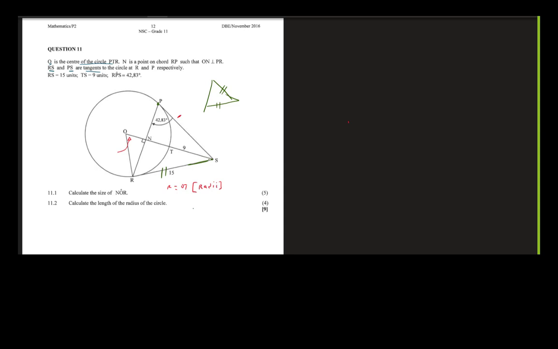Or you want to say angles subtended by RS are equal. Problem, RS is not a chord. If it was a chord, it was going to be applicable. We say angles subtended by the same chord, but RS is not a chord. Why is RS not a chord? S is not on the circle. It's not on the circumference of the circle. So that theorem will not apply.